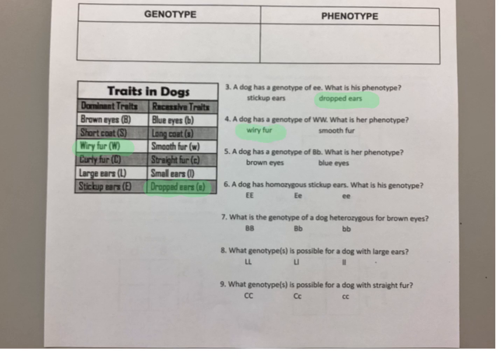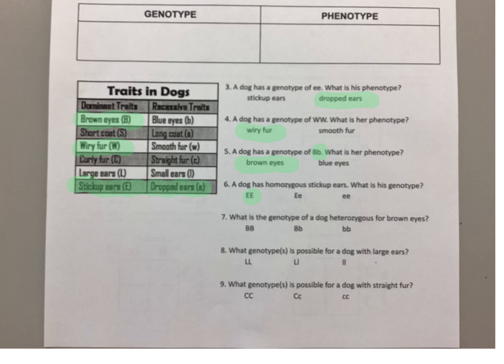A dog has a genotype of uppercase B, lowercase b. What is her phenotype? As long as we have one uppercase B, which we do here, that would be brown eyes. Dog has homozygous stick-up ears. What is the genotype? So stick-up ears are right here. As long as it has one E, it's going to be stick-up ears, and homozygous would be two of the same, so that would be uppercase, uppercase.